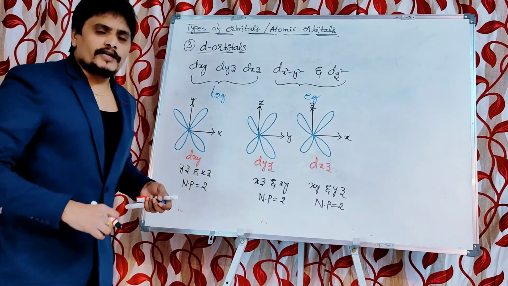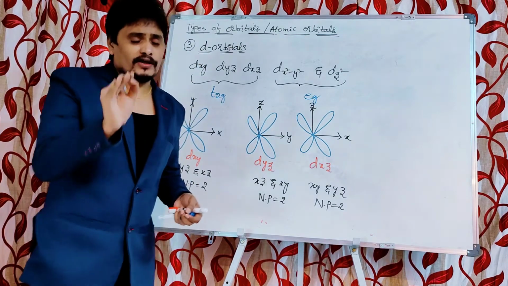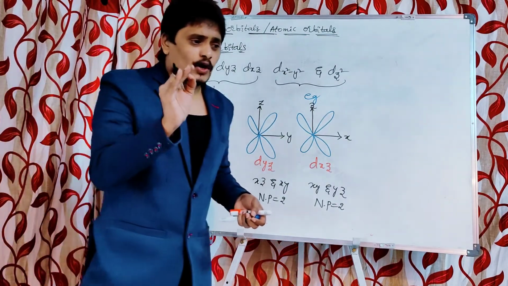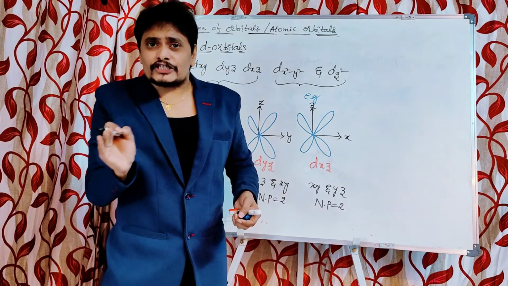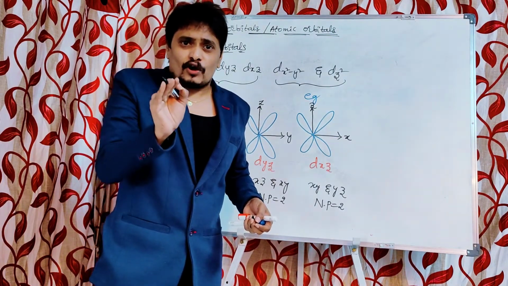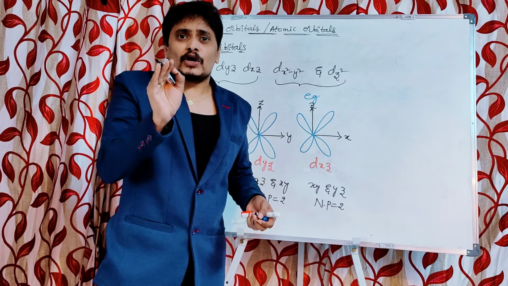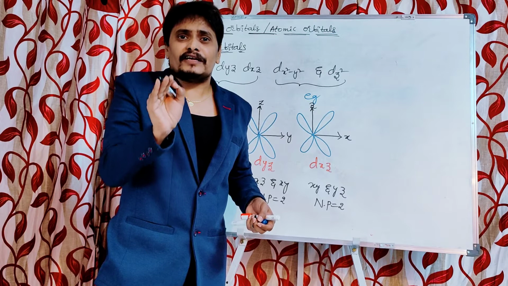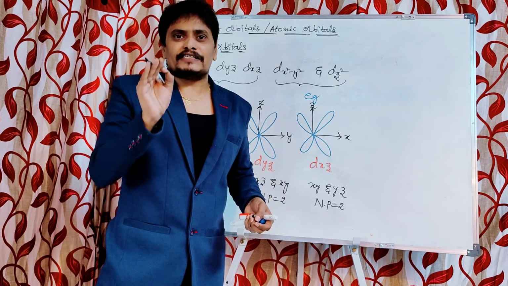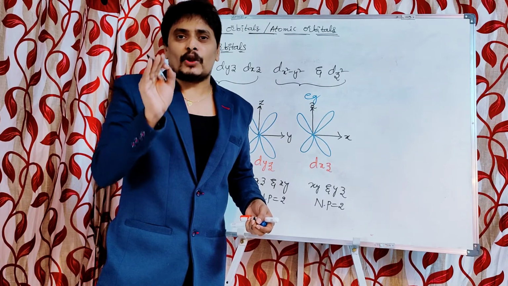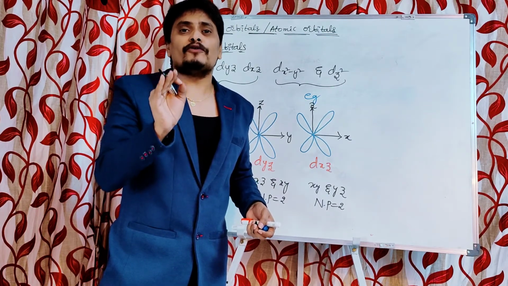So this is about the t2g set of d orbitals, and do remember, students, because based upon the location of the electrons in the d orbitals only can we clearly understand the concept of crystal field theory. And that particular crystal field theory is very, very important from the knowledge point of view as well as from the exam point of view.